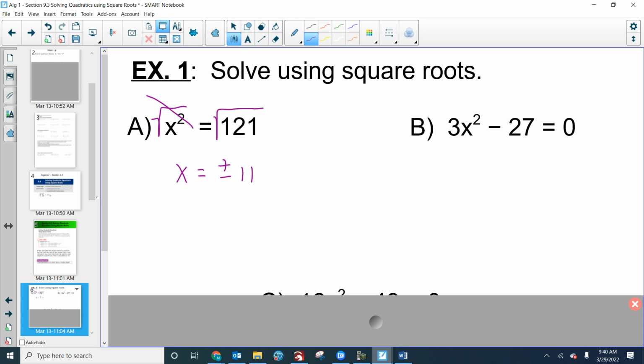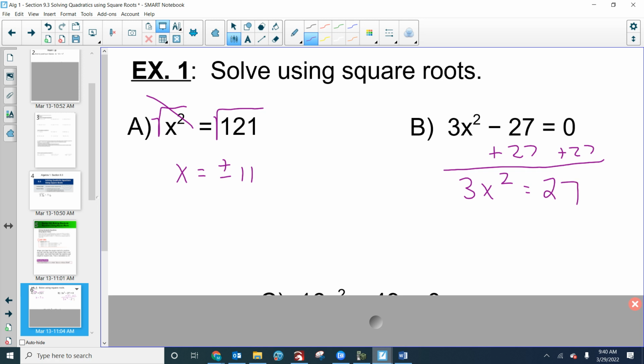Okay? Now, look at B. We have to do a little more work here to get to x squared equals something. What's my first step in solving B? Does anybody have any idea? What do you think, Jonathan? Move the negative 27 to the other side. Yeah, how do you do that? Good job. Plus 27 to both sides. Nice job.